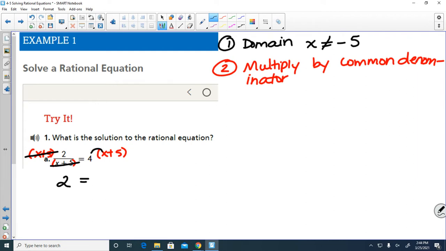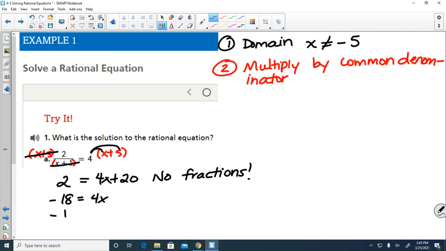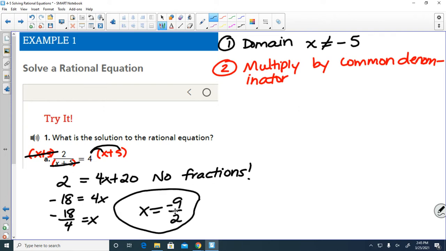On the right side, if I distribute the 4, I'll have 4x plus 20. And look, no more fractions. They're all gone. I just made this equation look a lot simpler. So then if I subtract 20 on both sides, I'll have negative 18 equals 4x. So if I divide both sides by 4, negative 18 over 4 equals x. So x looks like it is negative 9 over 2. And negative 9/2, is that one? Is it okay for x to be negative 9/2?